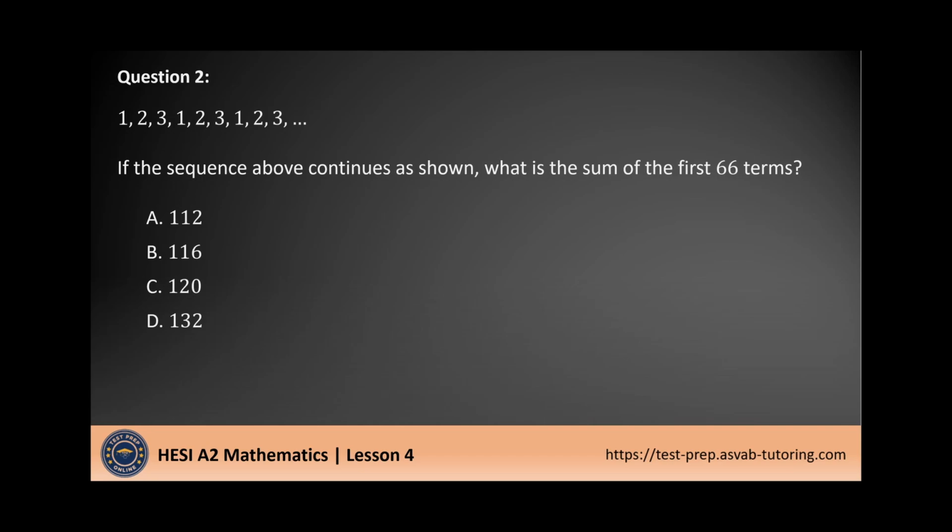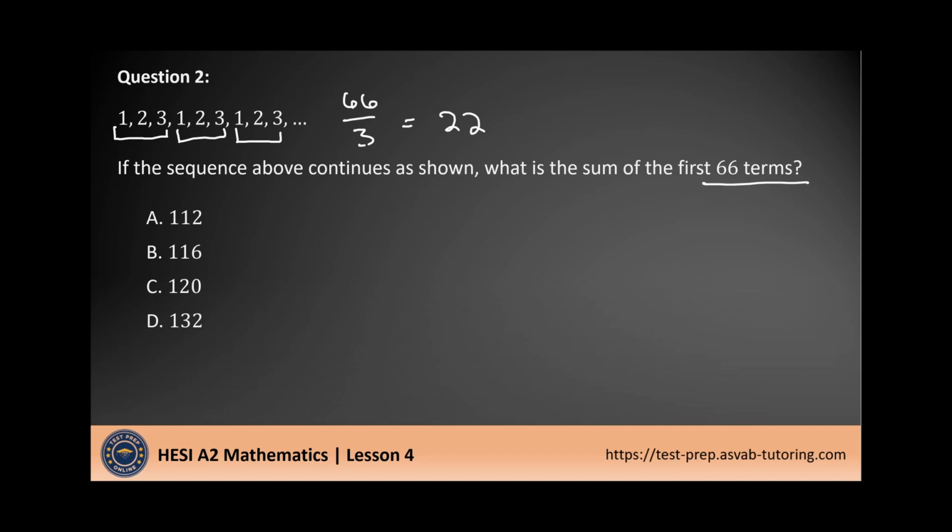Question 2. If the sequence above continues as shown, what is the sum of the first 66 terms? So let's take a look at the sequence. We have 1, 2, 3, 1, 2, 3, 1, 2, 3. And we know that there are going to be 66 terms. So if there are 66 terms and we have this repeating pattern of 3 terms, we can find out how many times this pattern is going to repeat by dividing 66 by 3. 66 divided by 3 is 22. So this pattern of 3 numbers will repeat 22 times.